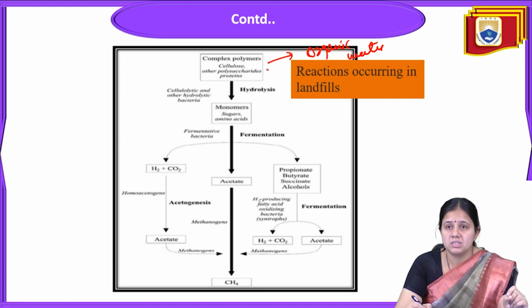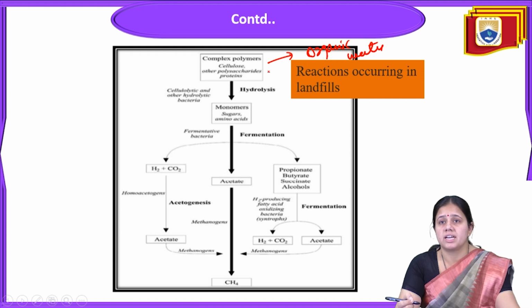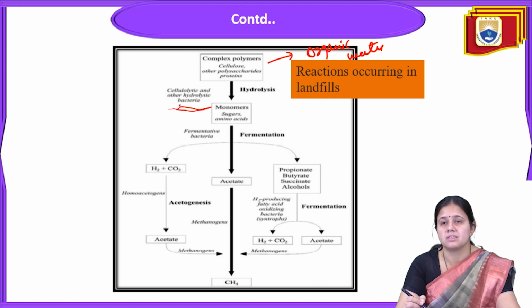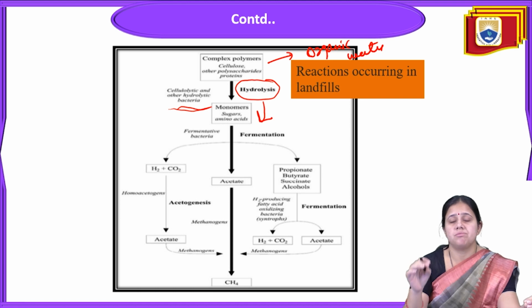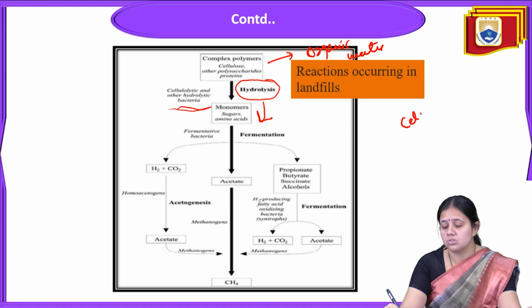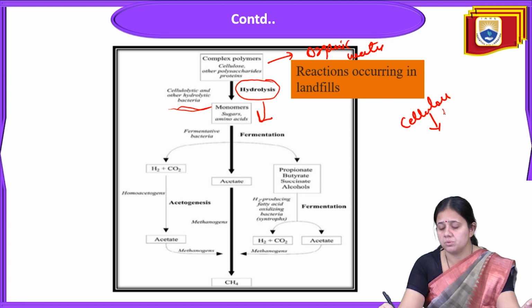So these complex polymers are cellulose, other polysaccharides and proteins. Cellulolytic and other hydrolytic bacteria will be there. The first step is hydrolysis. The hydrolysis process involves the formation of monomers, small units of these polymers. During hydrolysis, complex polymers like cellulose will break down into smaller units, such as amino acids.